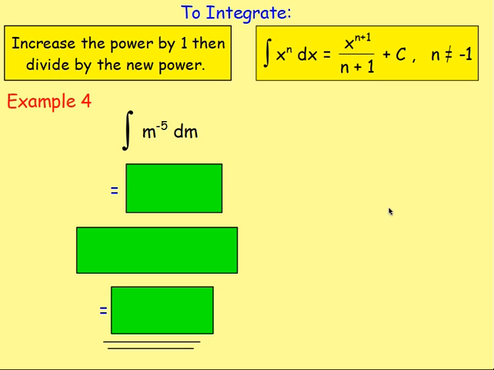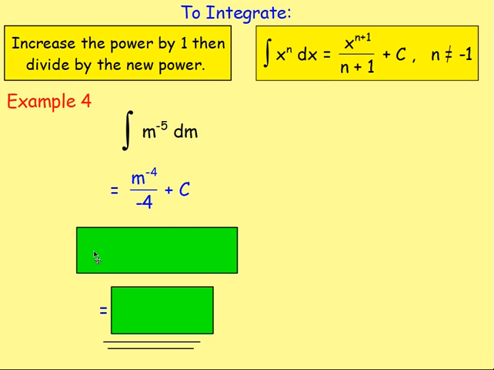Example 4. Integrating m to the power of negative 5 dm. This time, it's the m that we're going to be adding 1 to the power of and dividing by the new power. So in the end, we've got dm. So here, again, add 1 to the power whenever we integrate. So we've got negative 5 add 1 is negative 4. We divide by the new power, so we divide by negative 4. And what do you need on the end? Plus c. Well done. So from there, we've got m to the power of negative 4 over negative 4 plus c.